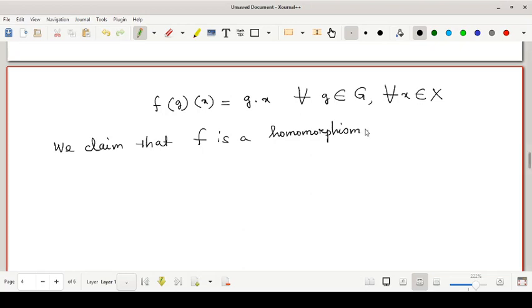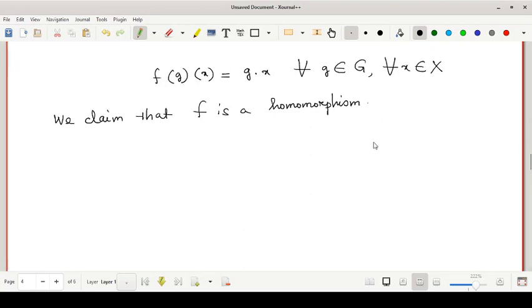Okay, the function is clearly well defined. So let g1, g2 belong to G and let x belong to X. Then what is my claim? F of g1 g2 is equal to F of g1 composed with F of g2.